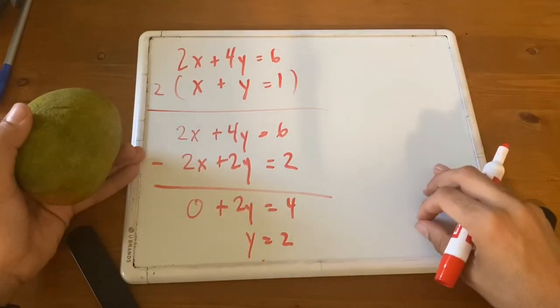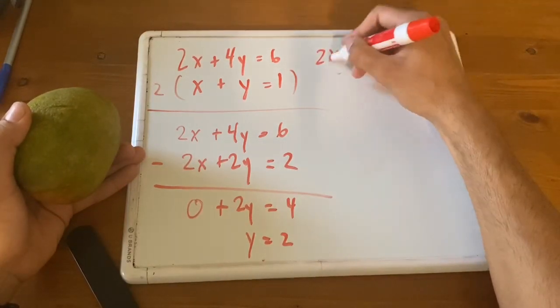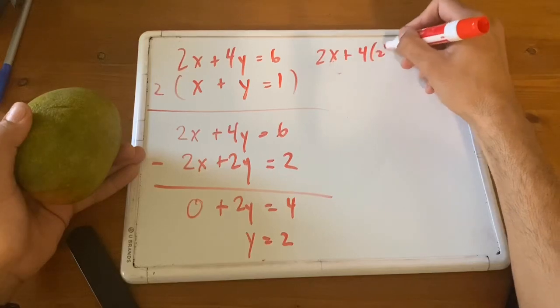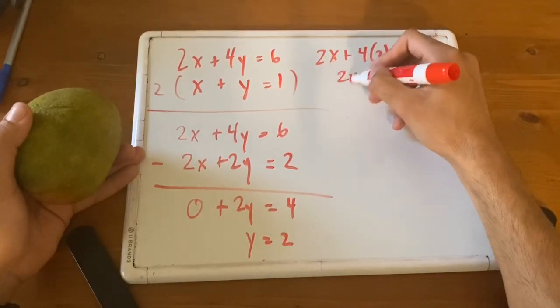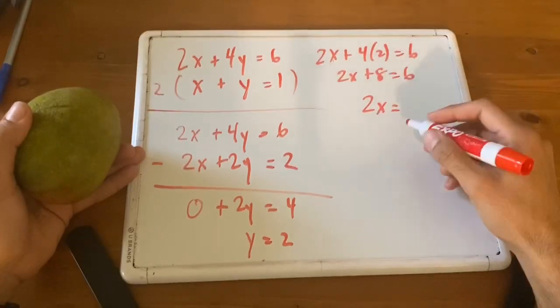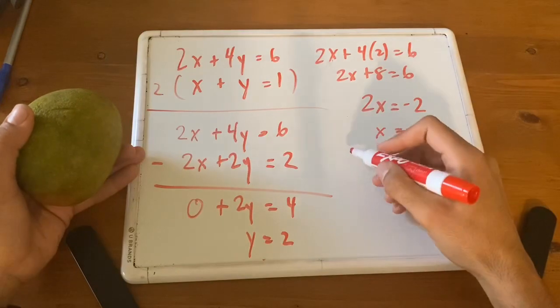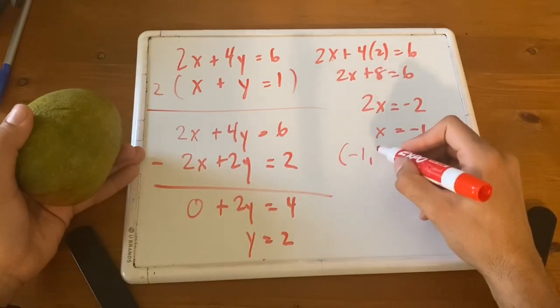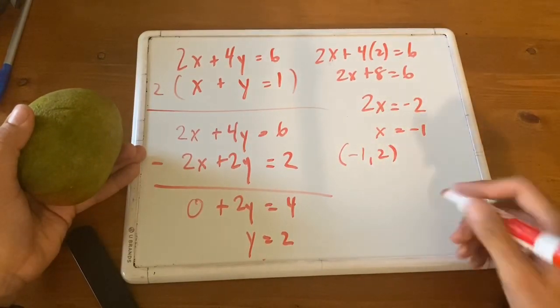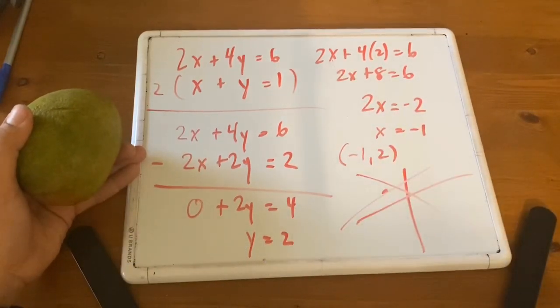Now that I have that y value, I'm going to plug that into either one of the equations. And I plug it into the first one. That gives me 2x plus 4 times 2 is equal to 6. 2x plus 8 is equal to 6. Subtract the 8 to the other side. Gives me 2x is equal to negative 2. And now I have x is equal to negative 1. Now I know that the equations intersect at the point negative 1, 2. And graphing the lines, they look kind of like that. So that means that they intersect at a point.